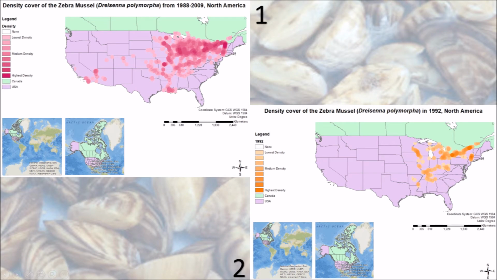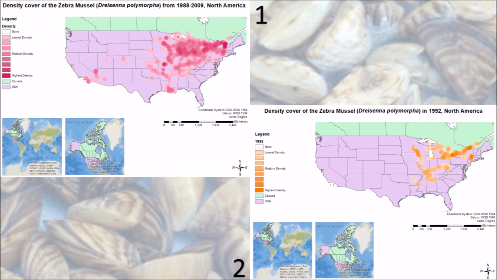Map 1. This map displays the density cover of the zebra mussel from 1988 to 2009 in North America. The darker colours show that there is a higher density in that area. This could be for reasons such as the water is more nutrient-rich with substantial levels of calcium which allows them to thrive. In the darker areas, their densities can reach over 100,000 individuals per square metre.